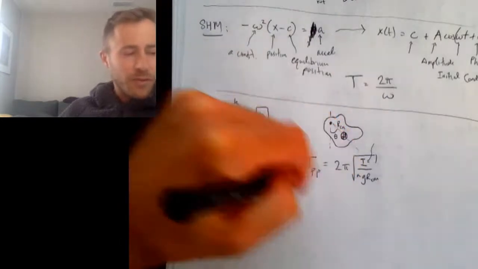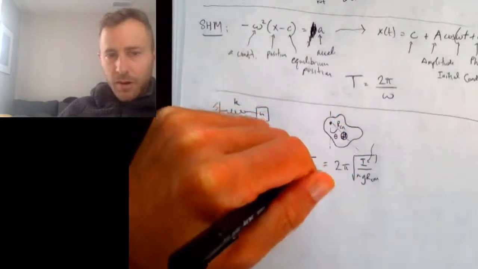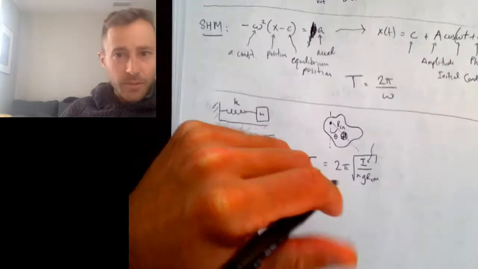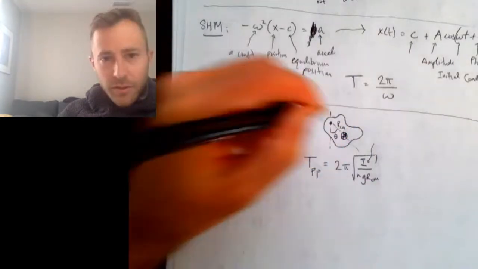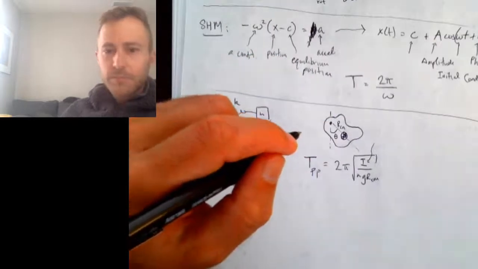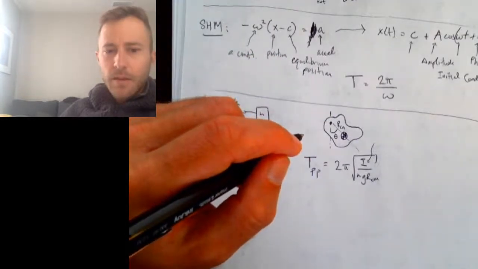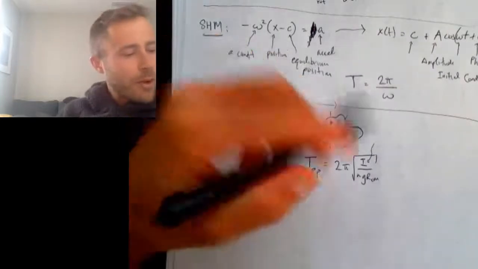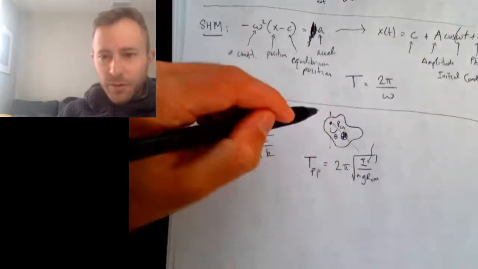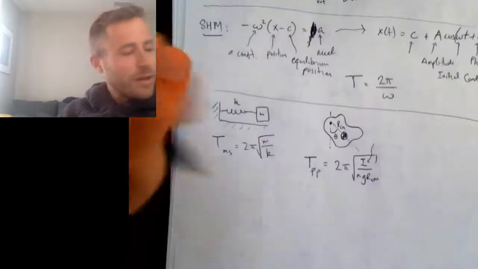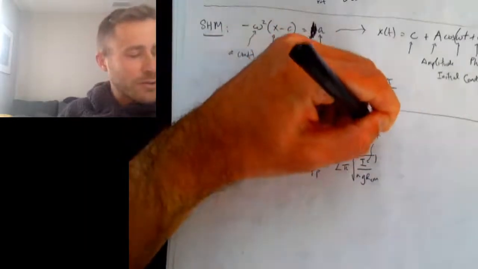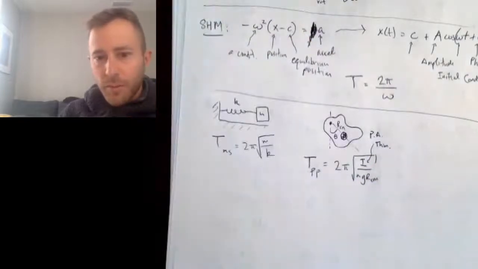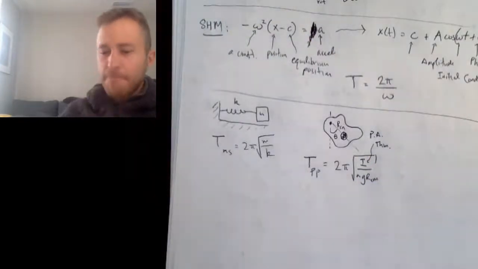So oftentimes these problems are connected to the parallel axis theorem, because you might know the inertia about the center of mass, but you don't know the inertia about the pivot point. And so you use the parallel axis theorem to determine the inertia about the pivot point.